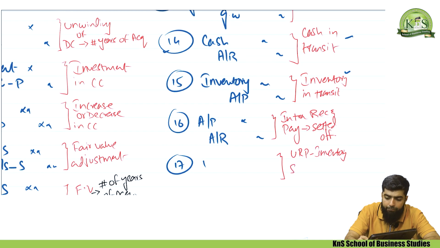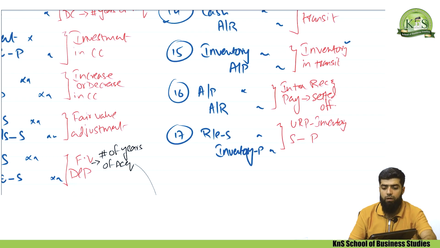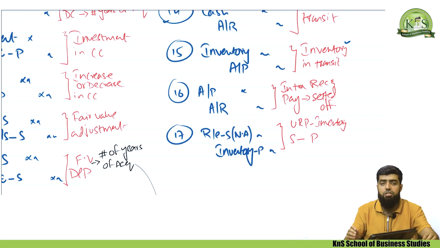If the goods are sold by the subsidiary to the parent, the accounting entry would be: retained earnings of S company will be debited, because the unrealized profit is in the books of the subsidiary company, and inventory of P company will be credited. And we all know that retained earnings of S company can only be found in the net assets working, so this adjustment will be made in the net assets working.